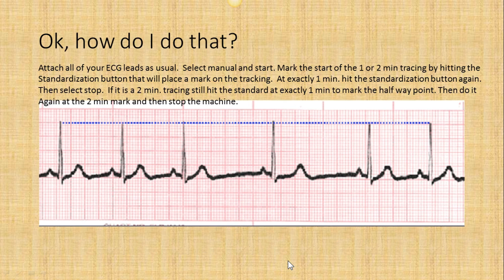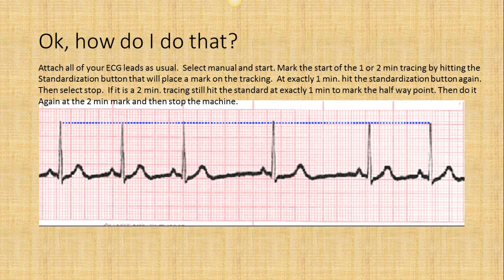So what do we do? First, we attach all of our leads as usual. We select the manual setting and we hit start. Look at our watch and hit the standardization mark at the very start, and at exactly 1 minute, hit the standardization button again, and if we're only doing a 1-minute rhythm strip, we can then stop. But if it's a 2-minute, let the tracing continue, and then at exactly 1 minute later, hit the mark again, and then stop the machine.